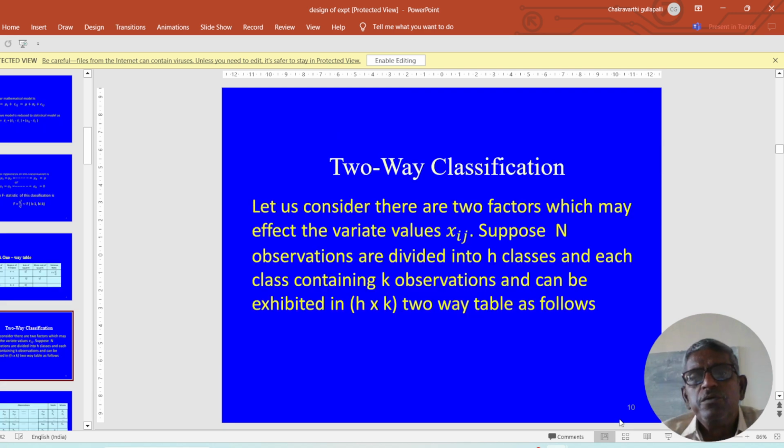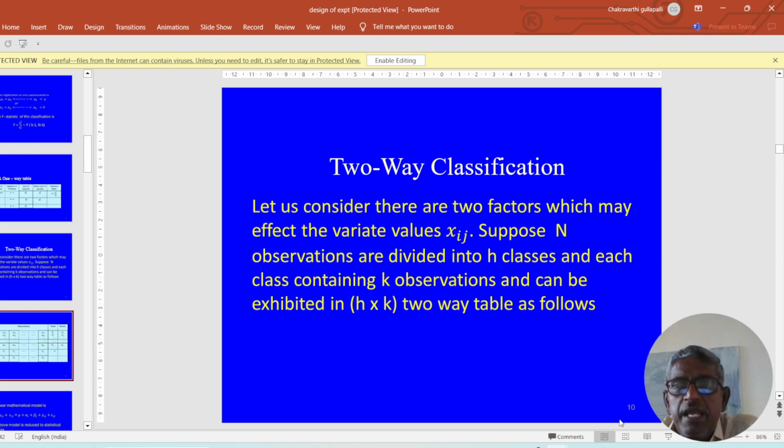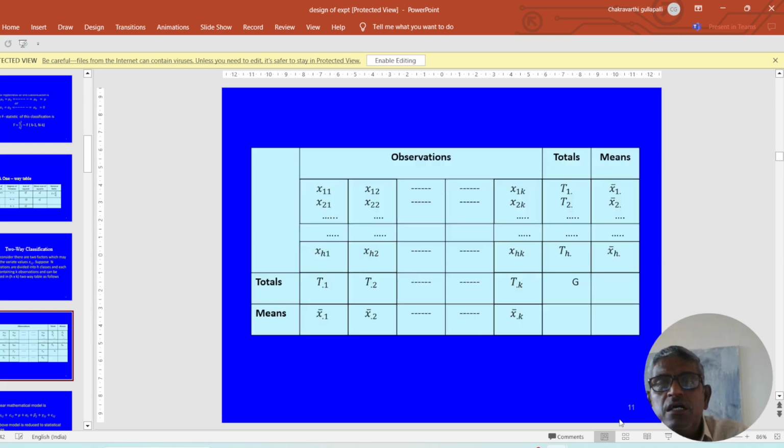Now coming to two-way classification, let us consider two factors which may affect the variable. Here two factors means we are applying two types of treatments to get some result, and these are called factors. The entire data will be divided into h classes, and each class contains k observations. A general format of the two-way classified data is x11, x12 and so on up to x1k, x21 and so on up to x2k.